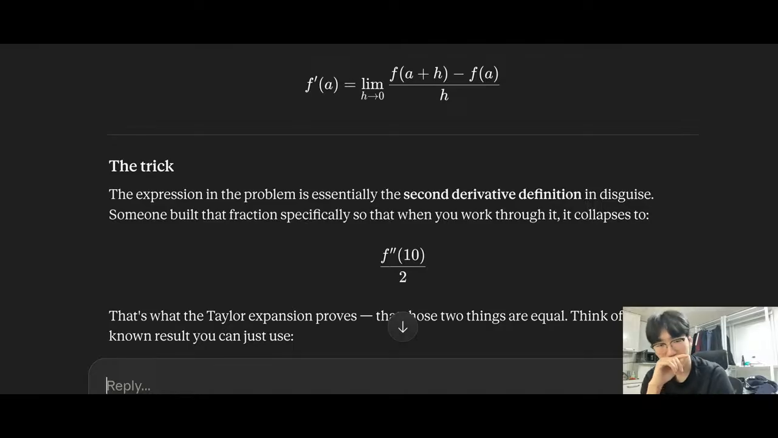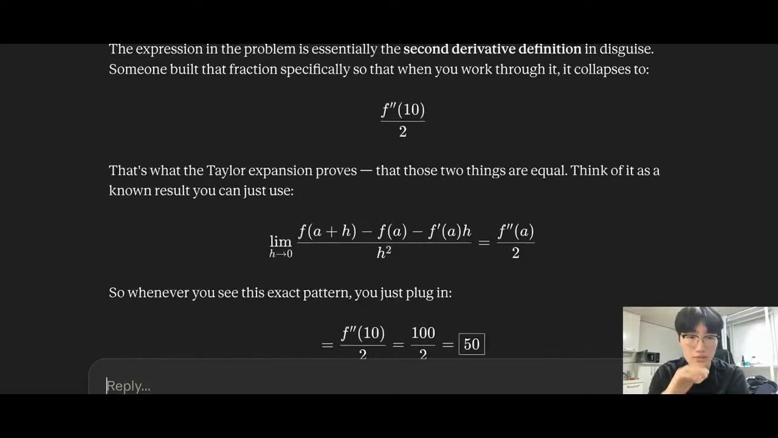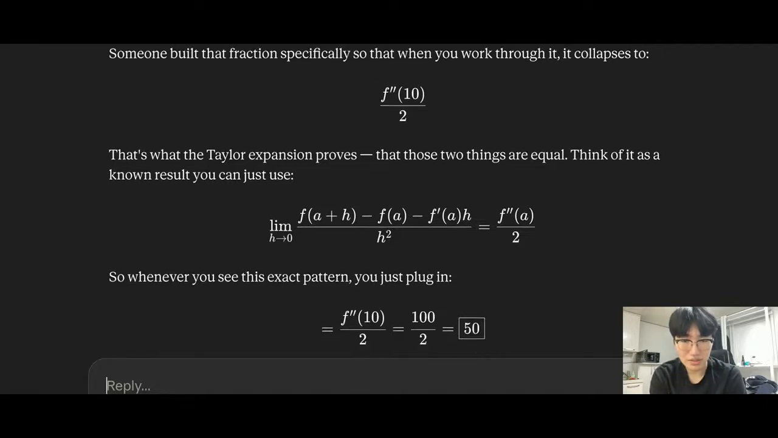The expression in the problem is essentially the second derivative definition in disguise. It's built as a fraction specifically, so when you work through it, it collapses to f double prime 10 over 2. Expansion proves that those two things are equal. Think of it as a known result you can just use. So whenever you see this exact pattern, you just plug in.